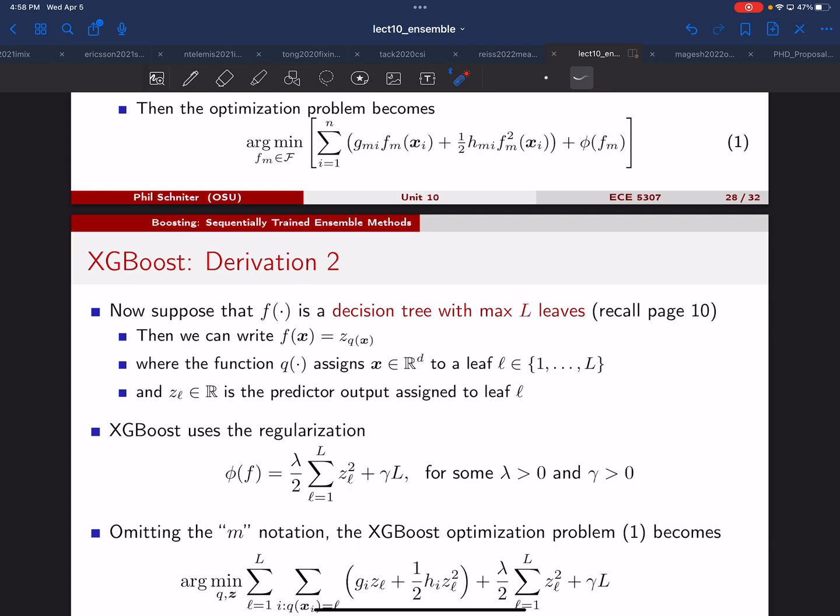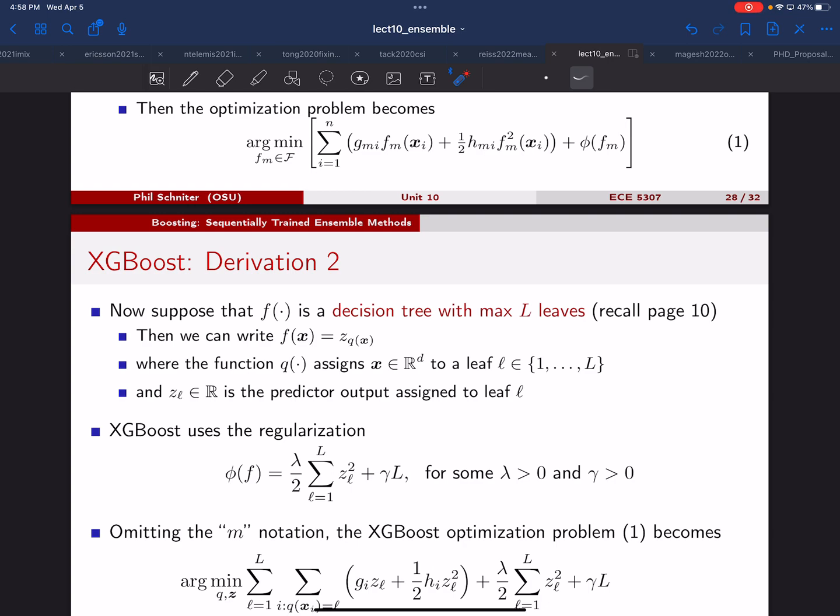Okay, so we're just giving explicit names to the part that tells you which leaf you're on, and the part that tells you the output value to report for that leaf. So basically z_L is the predictor output assigned to leaf L. Here, z_Q(x) is just saying x goes to leaf, goes to label. Okay, everybody good with that?